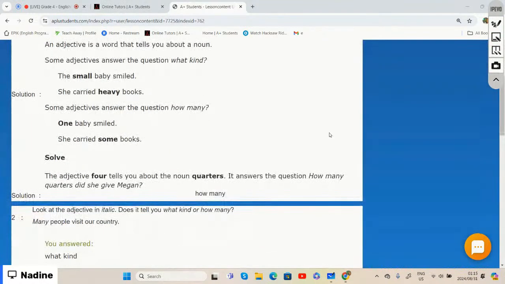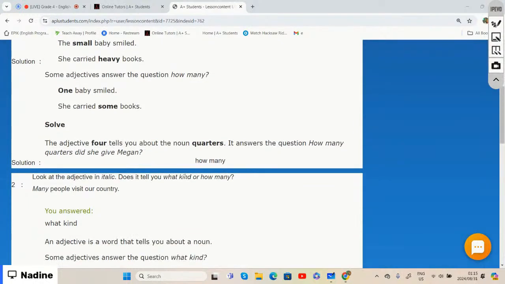All right. Now, many people visit our country. We need to look at the adjective in italics, which is many. And we need to say, does it tell you what kind or does it tell you how many?